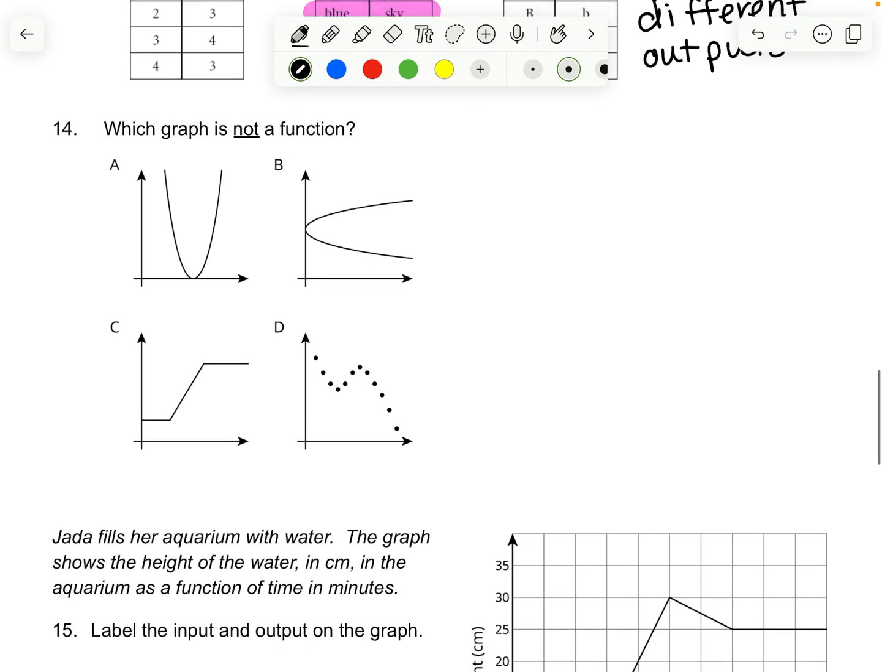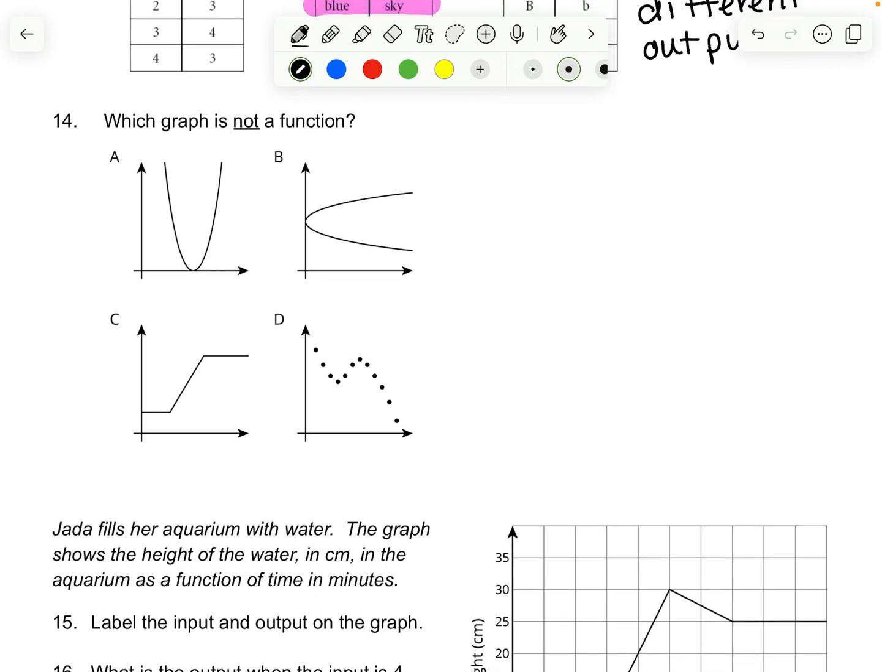Okay. So I'm going to go to 14. I'm going to give you about 30 seconds to find which graph is not a function, and then please write off to the side or somewhere on your notes why you think it is not a function. About 10 seconds left.